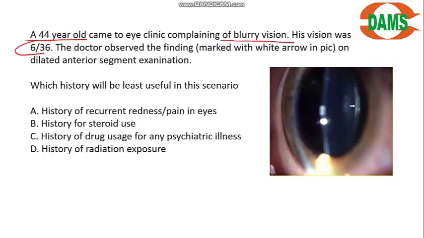The vision was less, it was 6/36. The doctor observed the finding which is marked in the picture which was given to you. Here were the opacities of the cataract. What history will be least useful in this scenario? So many of you have missed this "least useful".